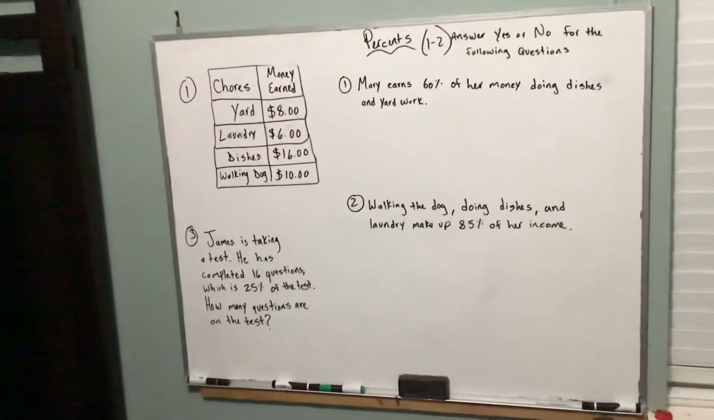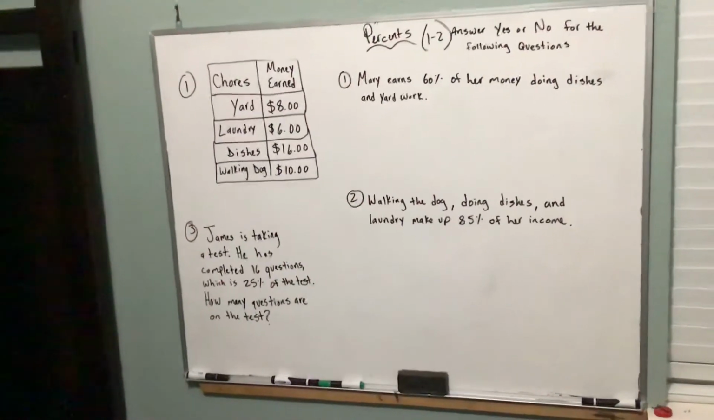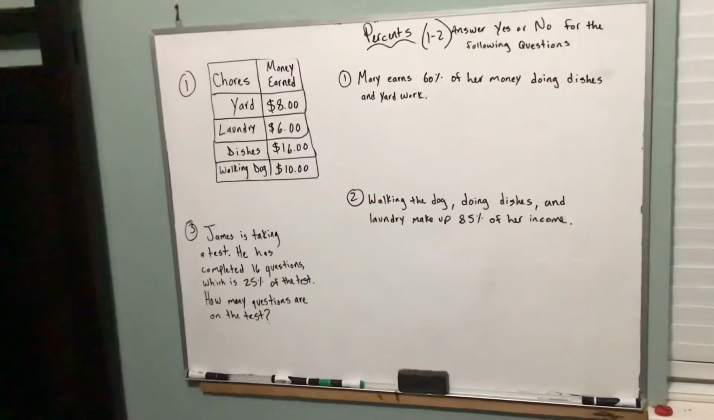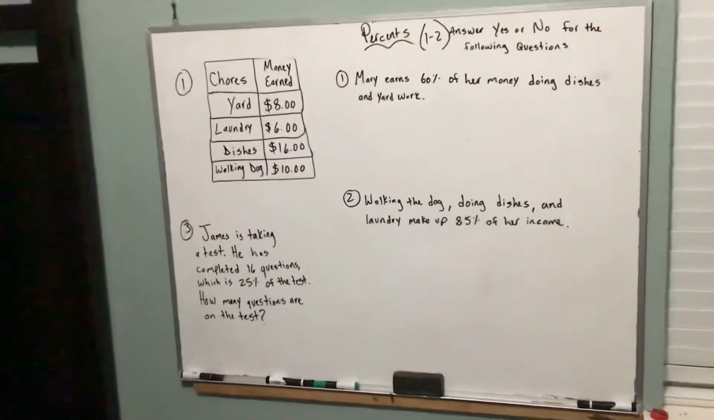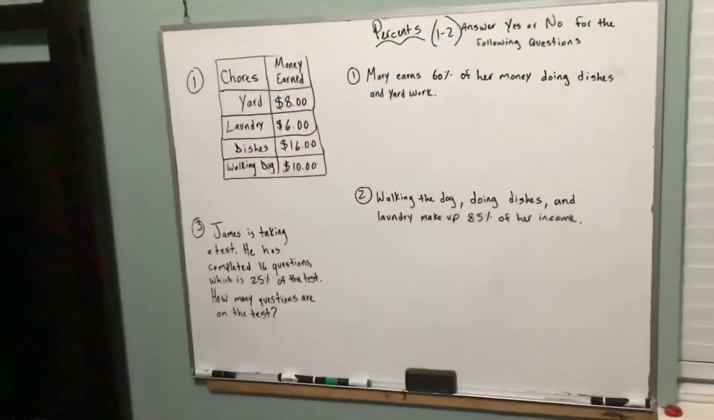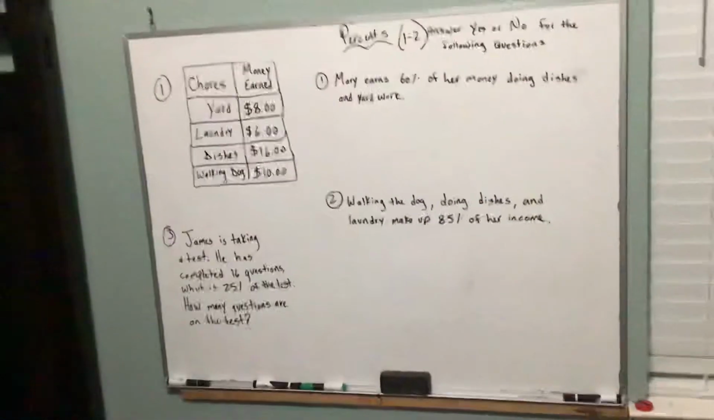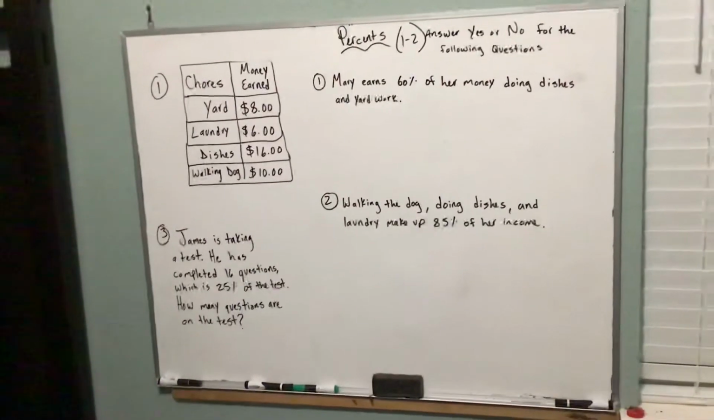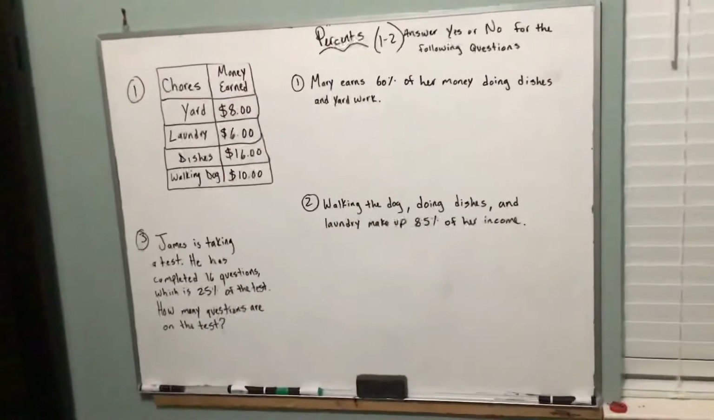Hello everyone, again we're wrapping up this week with percent applications part 2. Again, you see no answer choices. That was done on purpose by me. That way you can concentrate on working the steps out to get into your answer. On number 1 and 2, you're answering a yes or a no, and you're using that given table.